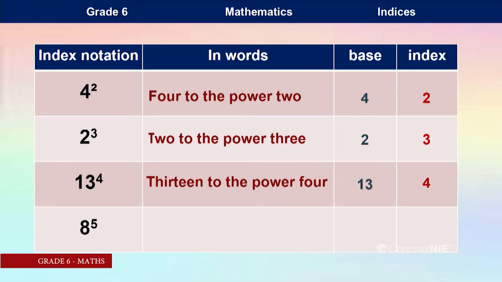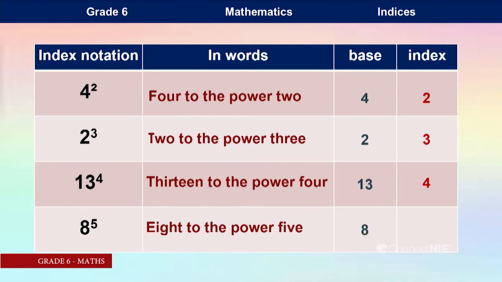Then tell me, you can see 8 and 5 here. Then 8 is the largest number and 5 is the smallest number. Then tell me the way we read this. Here, 8 to the power 5. Then what is the base here? Base is 8.